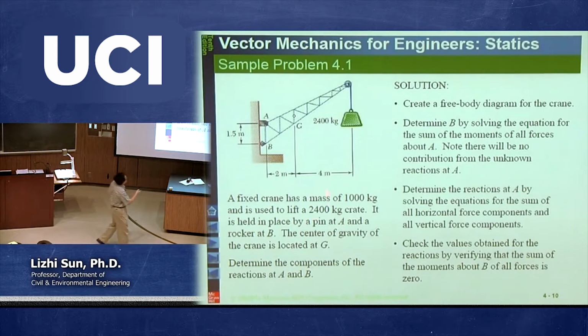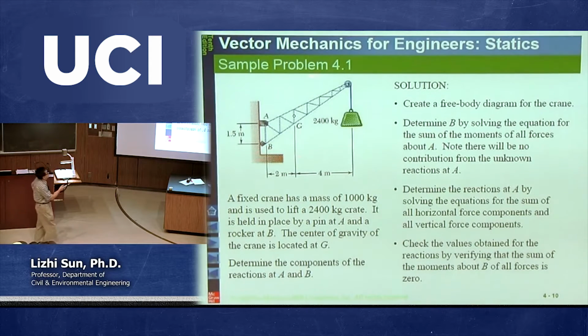Okay, so this is the problem statement. Now we need to calculate the components of supports, or called reactions, at point A and point B. So when you are designing this crane, trying to carry or lift this crate, we need to make sure we got enough support. How can we make sure we got enough support? Then we normally need to calculate the reactions, or the support, at these points. We provide the pin and also the rocker.